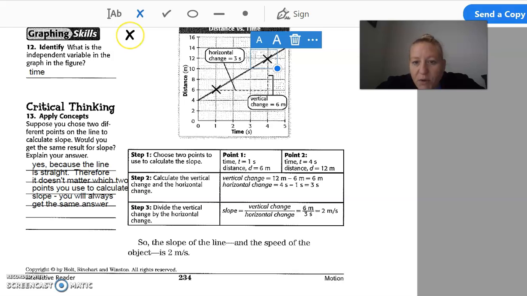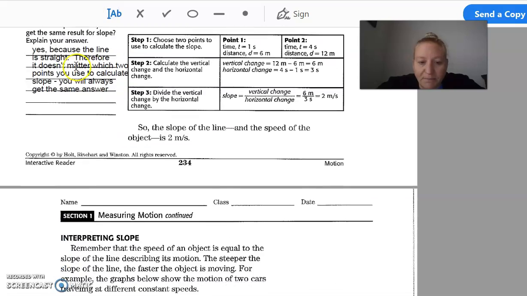Then we would take the vertical change. The vertical change is 12 minus 6, which gives us 6 meters. The horizontal change is 4 minus 1, which is 3. So our slope, our speed, is 2 meters per second. So the slope of this line and the speed of the object is 2 meters per second.